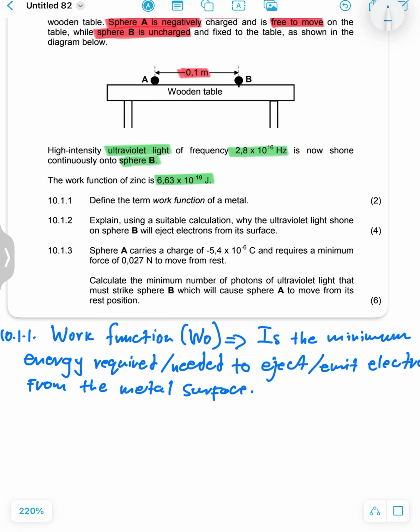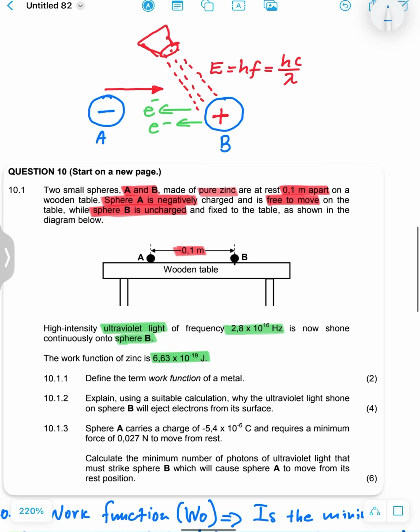And then 10.1.2, explain using a suitable calculation why the ultraviolet light shone on sphere B will eject electrons from its surface. So the minimum energy required to eject an electron from sphere B, that energy is the work function, which is given as what?